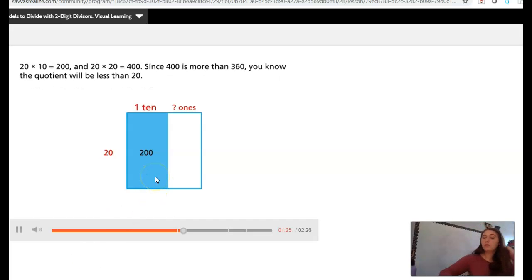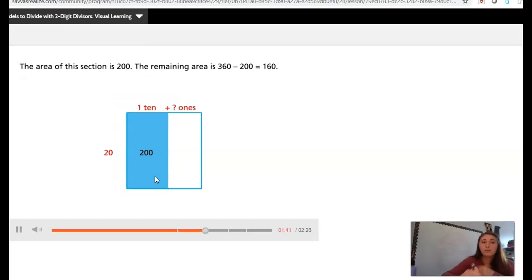20 times 10 equals 200, and 20 times 20 equals 400. Since 400 is more than 360, you know the quotient will be less than 20. The area of this section is 200. The remaining area is 360 minus 200. So notice, just as we do with our long division, when we subtract what we've taken out already, that's what we're doing with this area model.